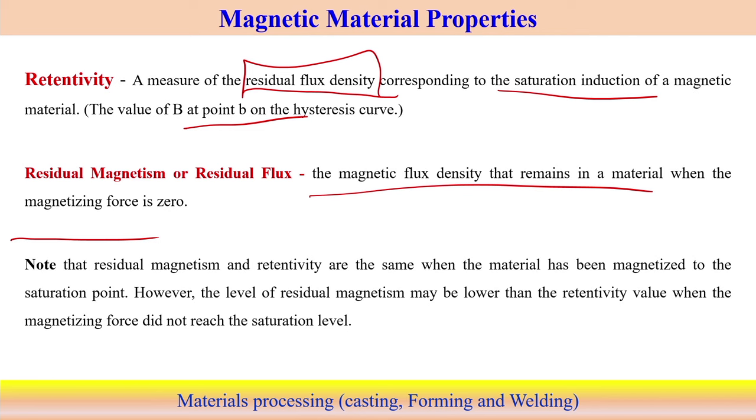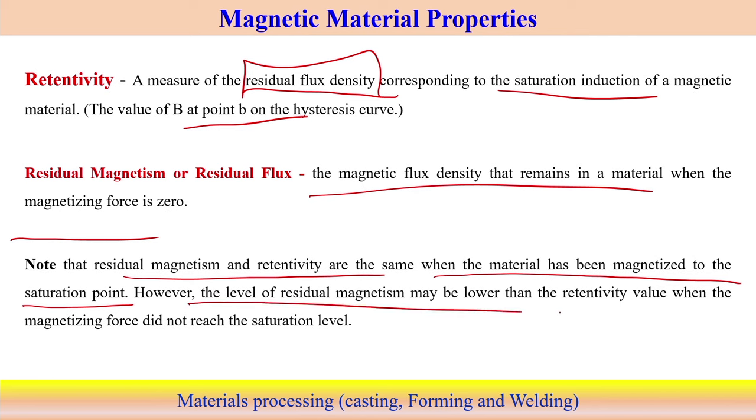It seems retentivity and residual magnetism represent a similar kind of quantity in terms of magnetic flux density, but there is a slight difference between the two. Residual magnetism and retentivity are the same when the material has been magnetized to the saturation point, reaching the limit of saturation. But the level of magnetism may be lower than the retentivity value when the magnetizing force does not reach the saturation level. In this case, the residual magnetism can be lower than that at the saturation point, and that lower level is known as the residual magnetism. From that point of view, residual magnetism and retentivity are different.